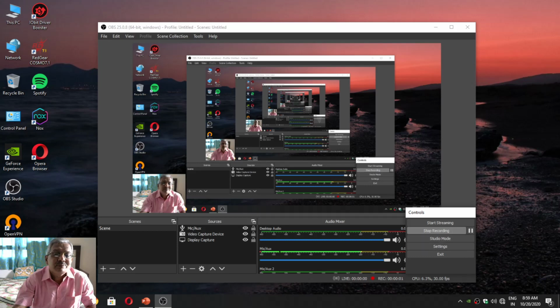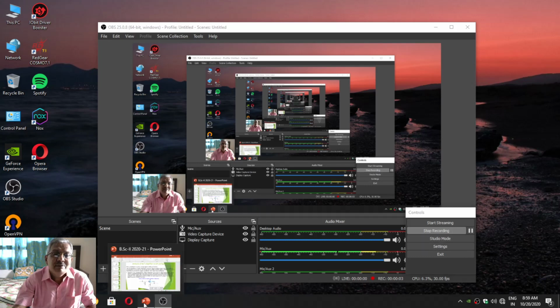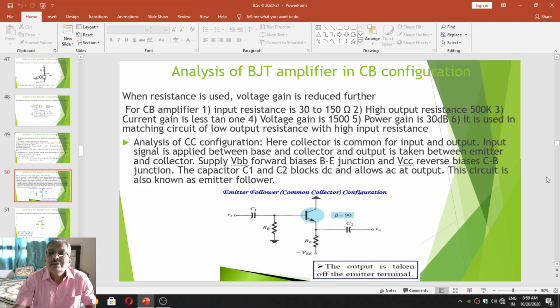Dear friends, let us begin with the next article from topic number 3, and that is analysis of common collector amplifier. Friends, in the last lecture we studied the analysis of output.